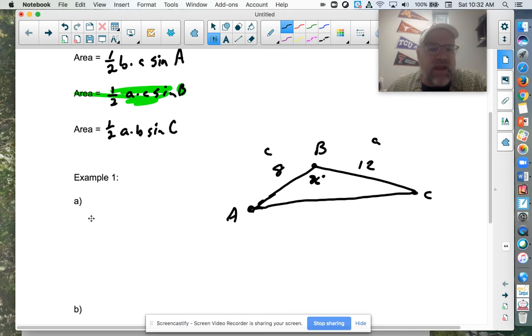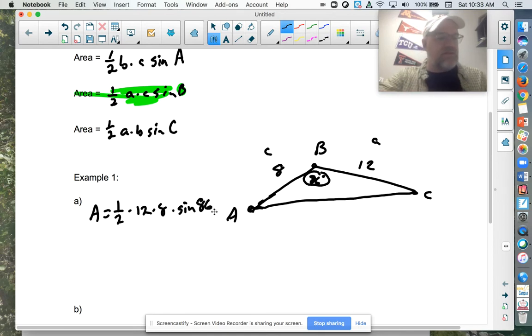So I would say area equals 1/2 little a. Little a is this 12, so times 12, times this little c, which is 8, times the sine of this angle. And that's an 86, believe it or not. So this is a calculator problem. Let's grab our calculator and start plugging it in.